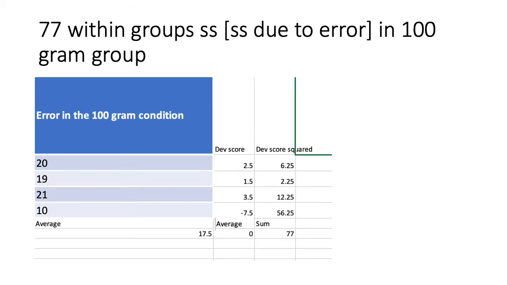Now let's do it one final time for the 100-gram condition. We find the average of 17.5. We calculate the deviation scores. We make sure they average and sum to 0. Then we square the deviation scores and add those together, and we get 77.